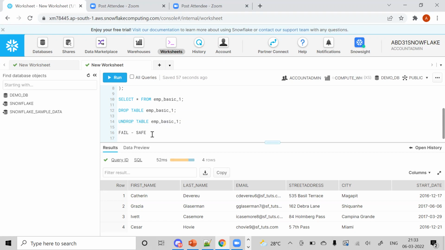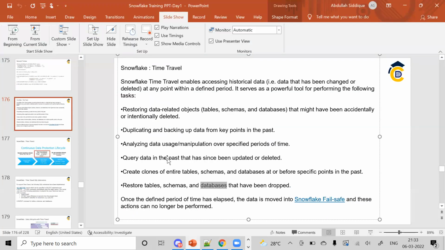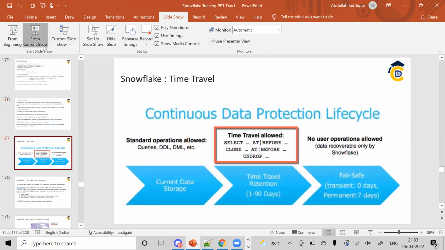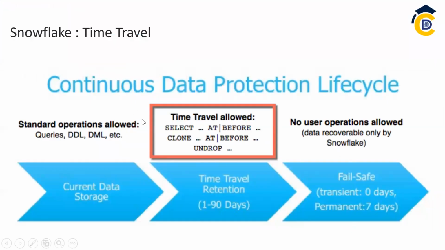Rather, that data moves into Snowflake's fail-safe zone. And once it moves to fail-safe, you will not be allowed to do anything on that data. Neither can you query it, nor restore it, nor clone it, nor analyze it. All these things that you were able to do, you will not be able to do once it moves to Snowflake's fail-safe. And we'll see what fail-safe is.